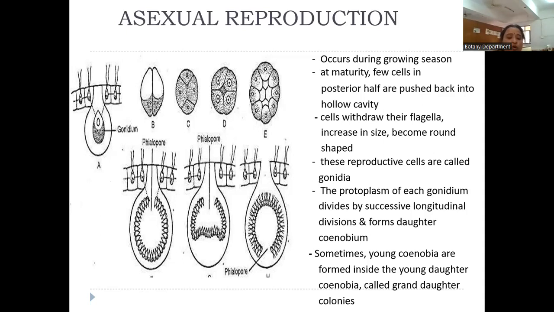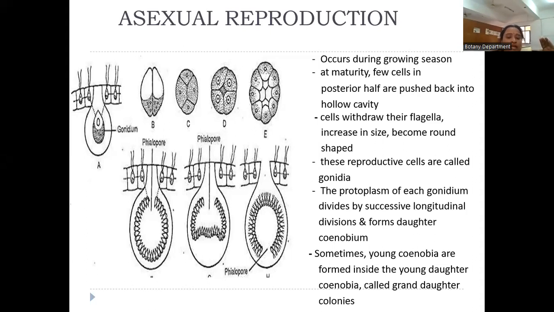These four cells begin to migrate upwards to form two types of cells. This is the first type and this one is the second type. Four cells are attached to the outer, upper side, and the remaining four are inside. That's why you can observe the two types of cells, in which an external small pore is present. That pore is called the phialopore.